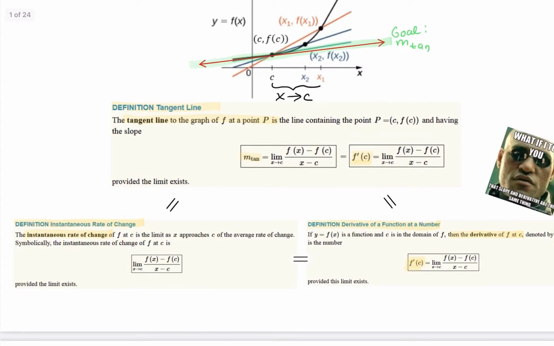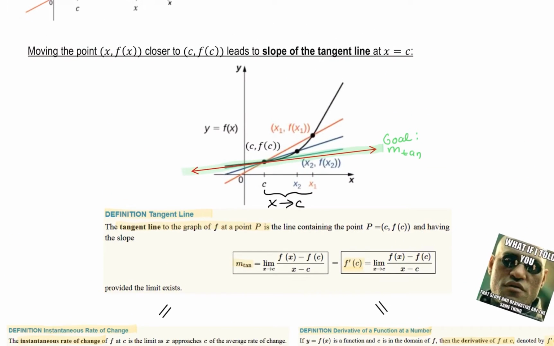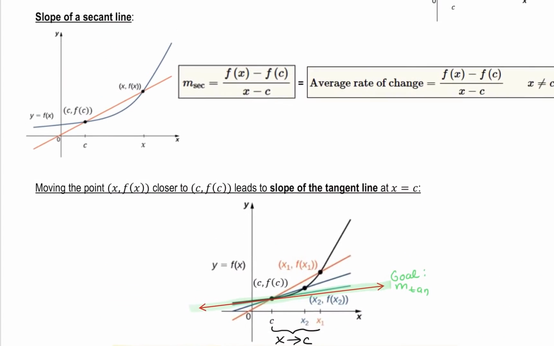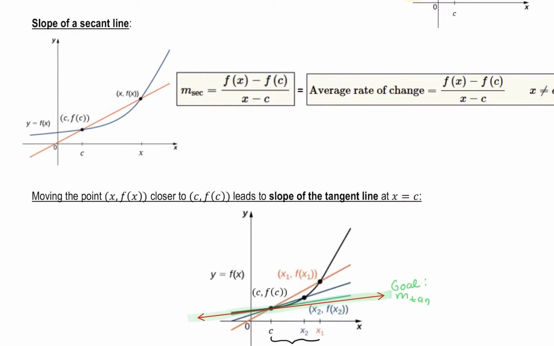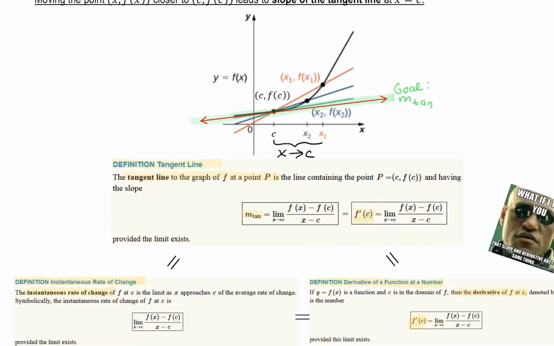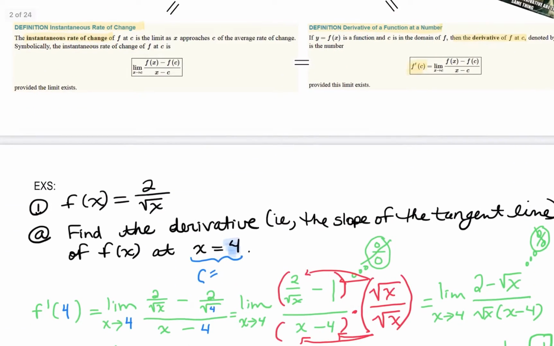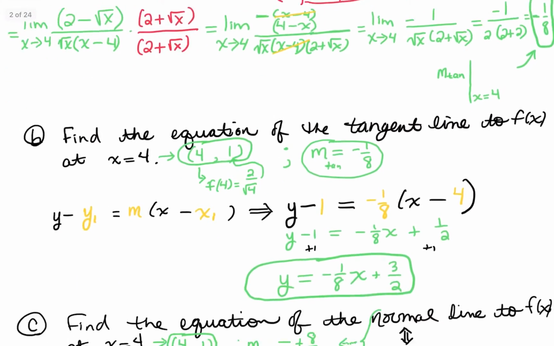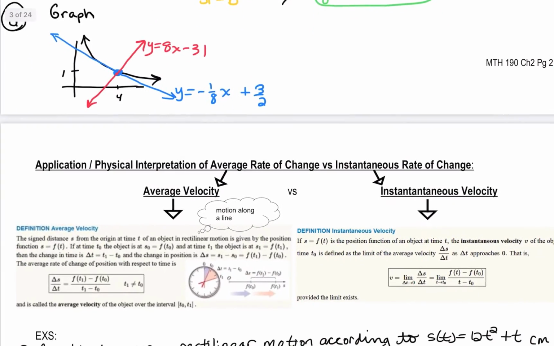So what are we really doing? On a graph, we're taking the average rate of change and letting that x get closer and closer to c, which is the point that we're interested in for the instantaneous rate of change. The average rate of change is the slope of the secant line that we start with. And when we take the limit as x approaches c, we get the instantaneous rate of change. So what we want to do now is do that in an application problem.